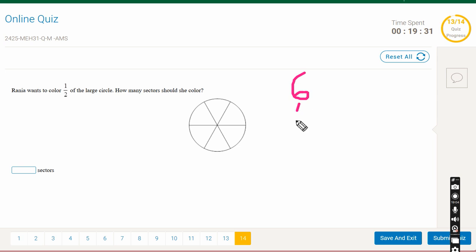If you take 6 and you divide it into 2, 3 and 3. Or you can just divide it by 2, right? Half is 2. Whenever you want to divide something in half, you can divide by 2. So 6 divided by 2 is 3 and 3. So how many is she going to color? 3 only.